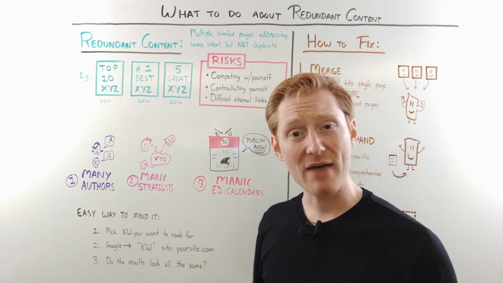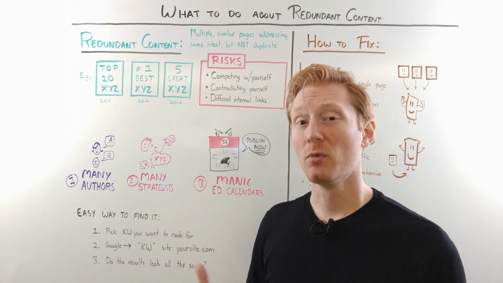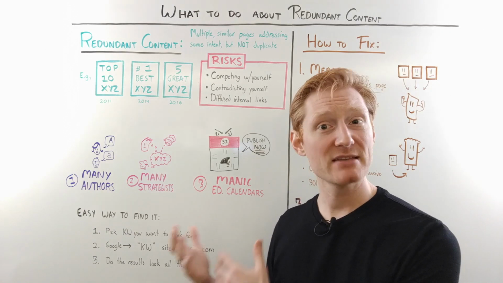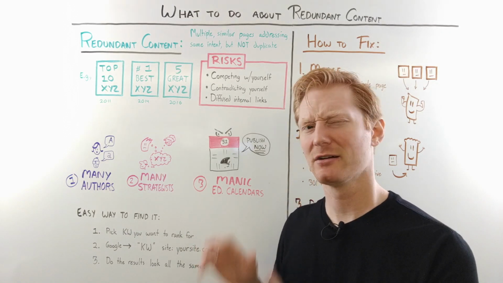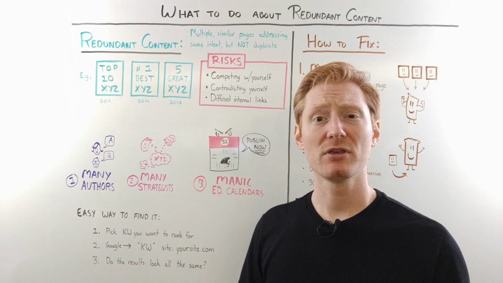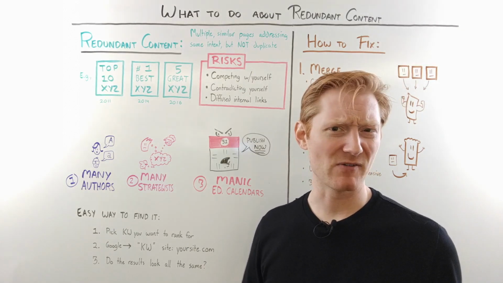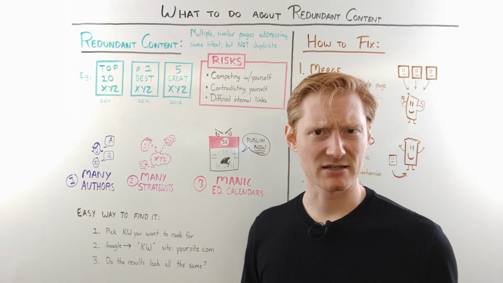So if you have a lot of redundant content on your blog, that's one thing that you'll want to look at. Is there a way that you can make the editorial calendar a little bit less demanding? Now, you might be wondering, okay, well, how do I even find redundant content on my blog?